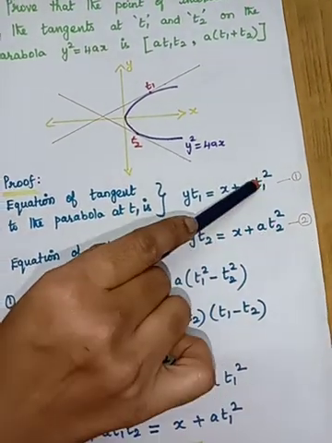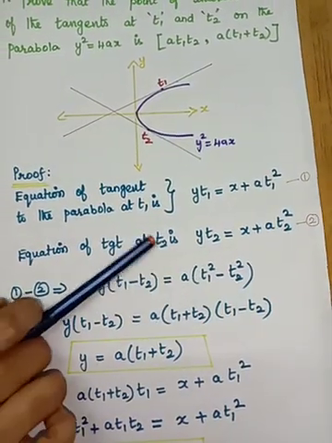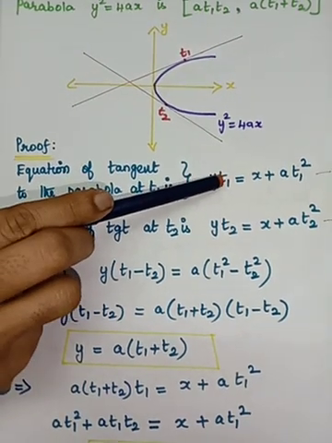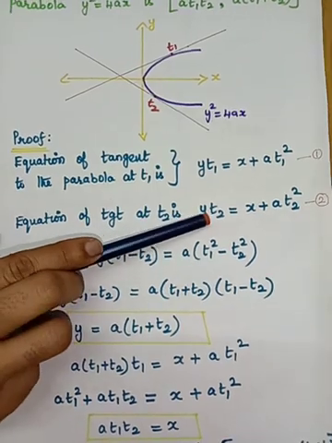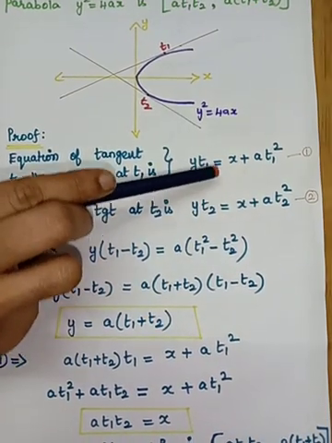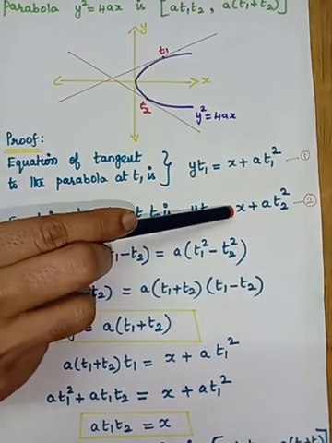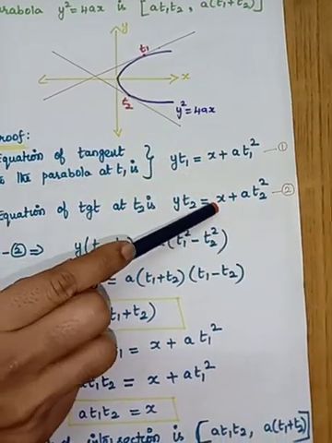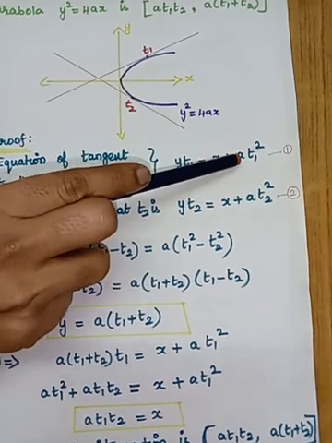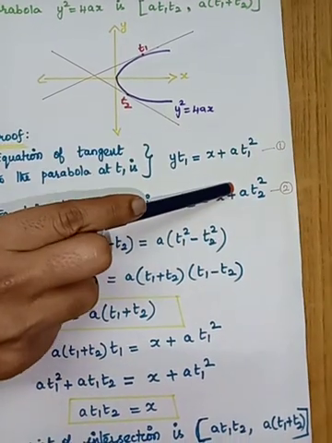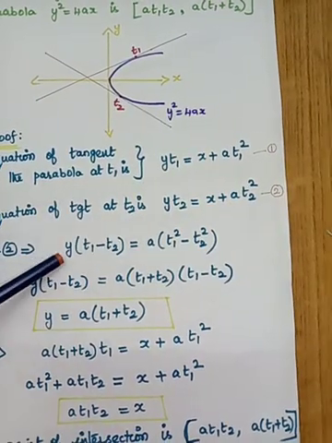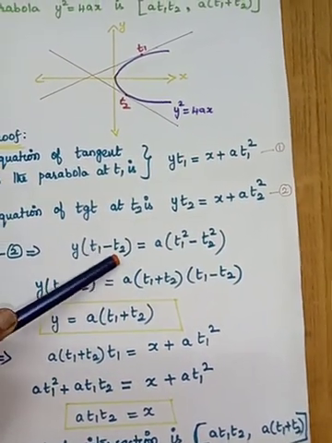So I am going to subtract. Start: 1 minus 2. So y(t1) minus y(t2) is equal to... The x terms, when you subtract, get cancelled. So here a t1 squared minus a t2 squared. Look at the first term: y is common, so t1 minus t2.